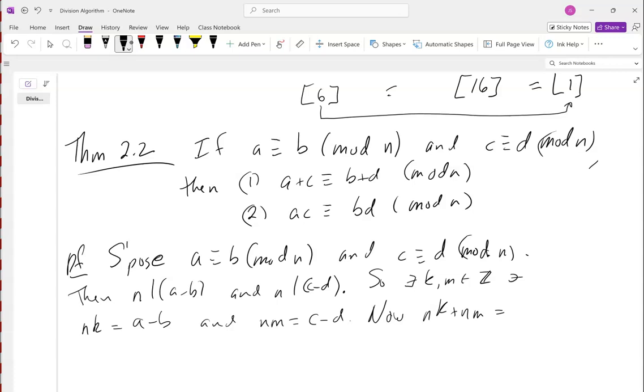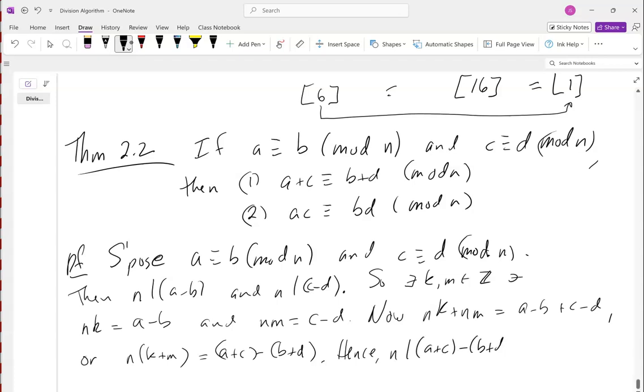So now, if we add NK and NM, what do we get? It's equal to A minus B plus C minus D. Okay. And then we can rearrange to get what? N times K plus M is equal to what? A plus C minus in parentheses B plus D. Good. And isn't that what we wanted to show, essentially? So just a conclusion statement here. Hence, n divides A plus C minus B plus D, and A plus C is congruent to B plus D modulo n.